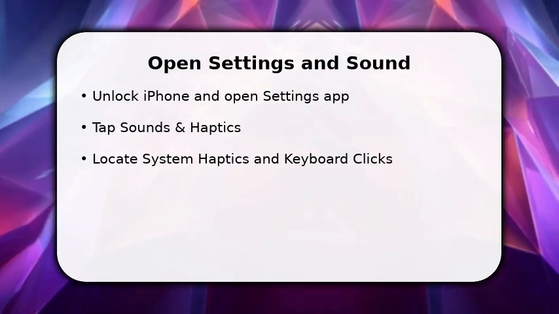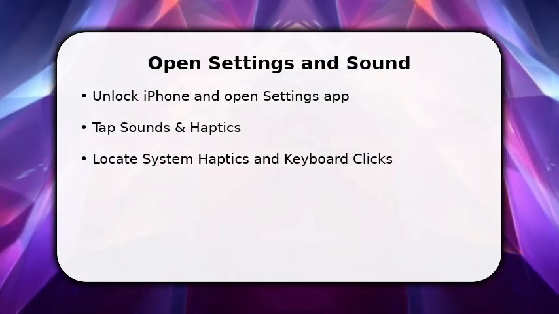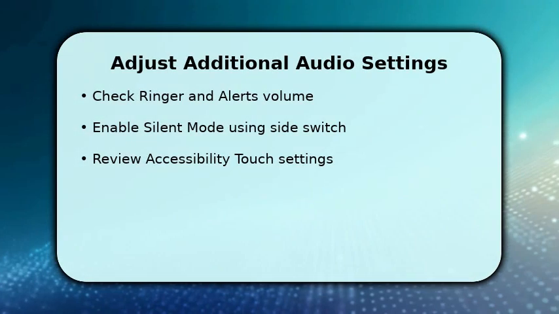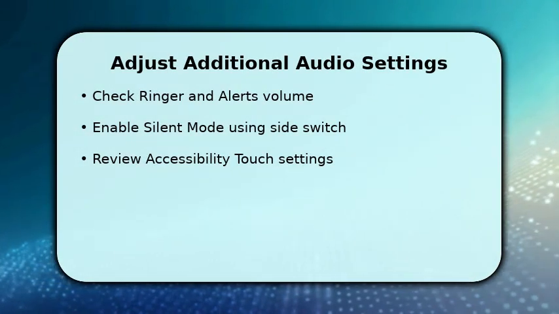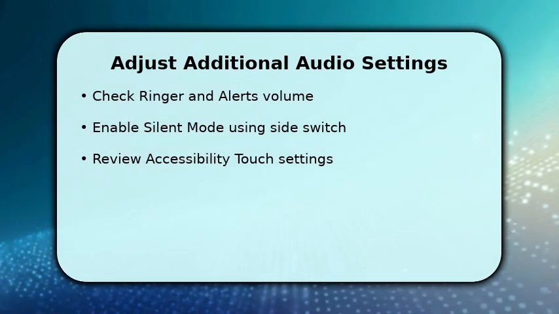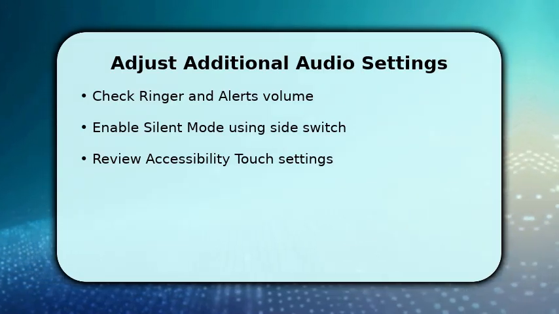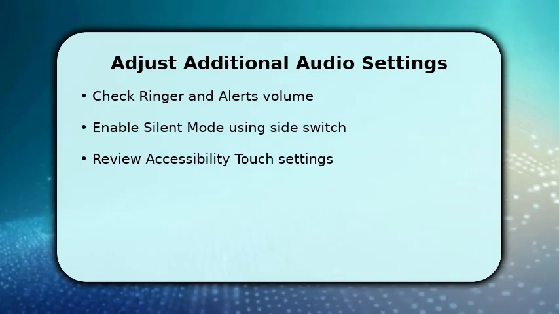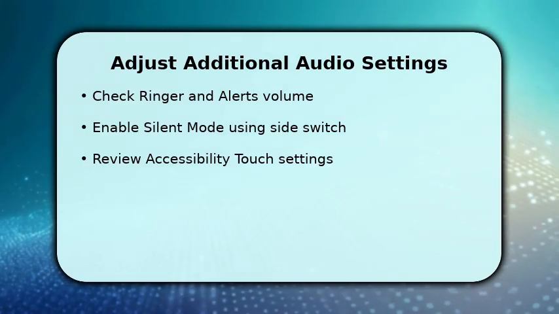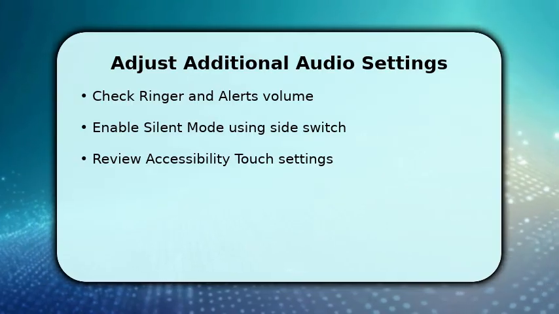Once the basic toggles are off, refine audio behavior so nothing slips through. Lower ringer and alerts volume or set it to 0 so notifications don't produce touch-like blips. Flip the side silent switch to mute most system noises. Make sure Do Not Disturb or Focus mode is configured if you want scheduled quiet times.